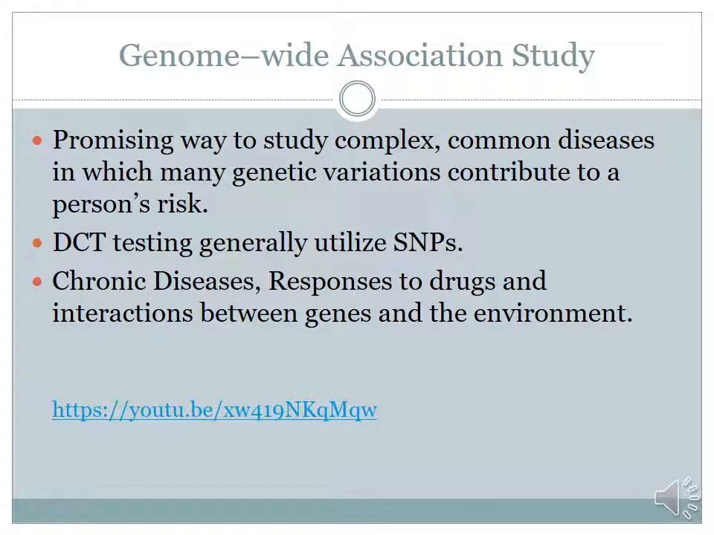These studies are very promising because they will help us to study complex common diseases in which we have many genetic variations which contribute to an individual's risk. Many direct-to-consumer tests actually utilize SNPs. We can look at such diseases as diabetes and Parkinson's and heart abnormalities, and the future hope is to identify more SNPs associated with these diseases and SNPs associated with responses to drugs and interactions between genes and the environment.